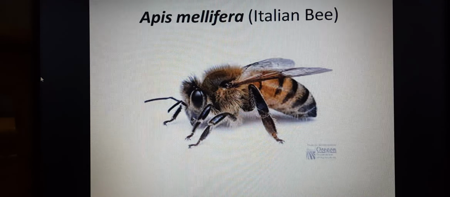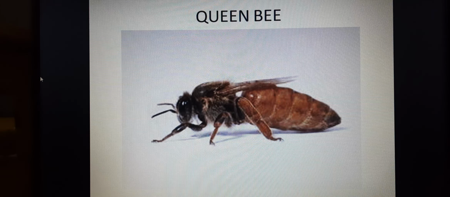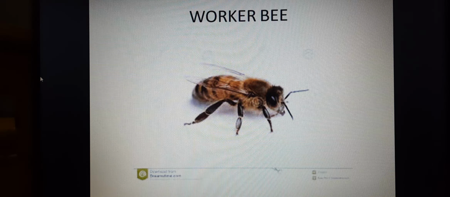Exotic species are from the Italian breed. It produces more honey. Near the apiary, we should grow more and more flowers. The bees will collect honey from the flowers and stock it in their hives. This is the queen bee. The queen bee always gives the eggs. Continuously it will lay eggs, and worker bees will collect honey from the flowers and deposit it in their hives.